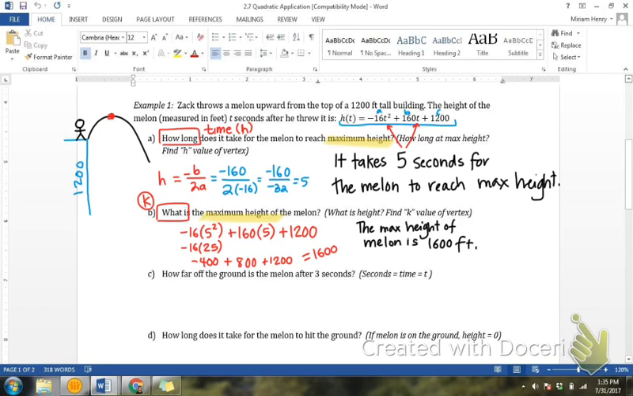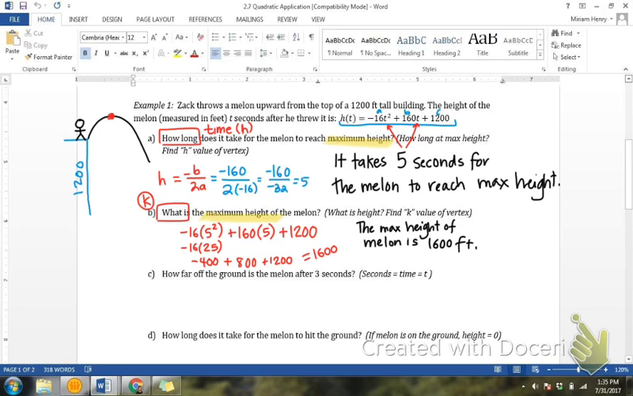Okay, letter C says, how far off the ground is the melon after 3 seconds? Okay, if we think about this, how far off the ground? Are they asking us for time or for height here? How far off the ground? That's our height. Now, do you see maximum height anywhere in this sentence? So we should not be using opposite of b over 2a here. Okay? But it says after 3 seconds, it's giving us what? Time. It's giving us time.